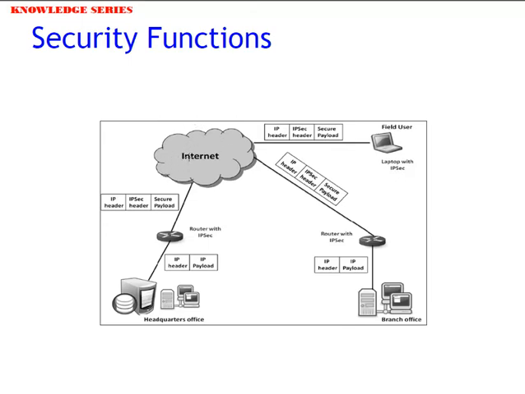From the internet, this is being sent to two different places, one to the branch office, another to the field user. So the same packet is being transmitted to the field user as well as to the branch office through the routers. Once it reaches the router, it will be able to separate out the IP security header, verify it, and the original packet is sent to the branch office.